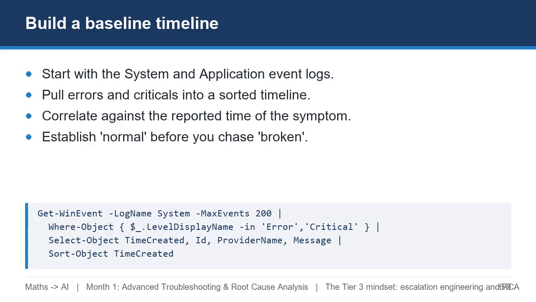Start every investigation with a baseline timeline. Use Get-WinEvent, that's Get-WinEvent, to pull the system log, filter to errors and criticals, and sort by time created. Now you can line those events up against the moment the user says the symptom happened. Always establish what normal looks like before you go chasing what's broken.